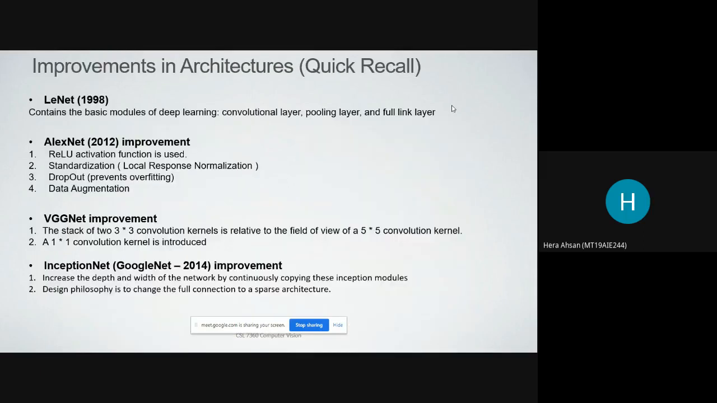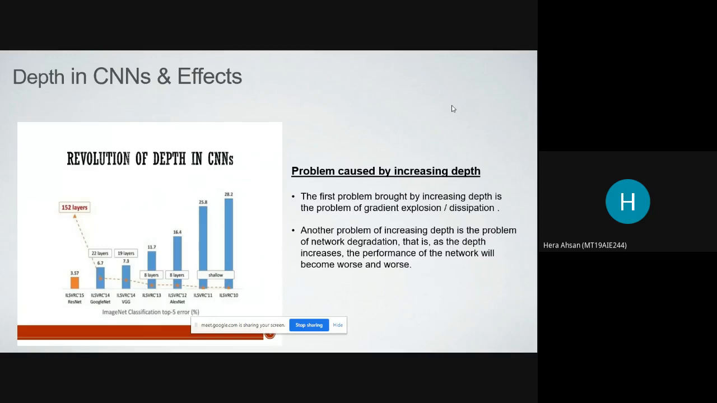Abhishek, can you? Yeah. So in this slide also these improvements are mentioned, which I explained in the earlier slide. So these are only the improvements.